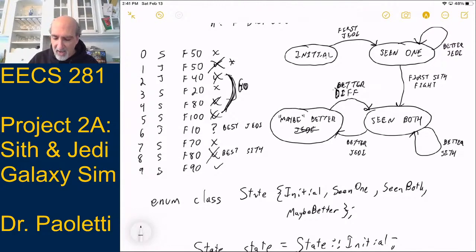Okay, so if we're doing ambush mode, we would still have many of the same things. We would still have a state variable for ambush mode. We would have our best Sith, our best Jedi, time and force. But instead of our maybe Jedi for ambush mode, we would have a maybe Sith, force and time.